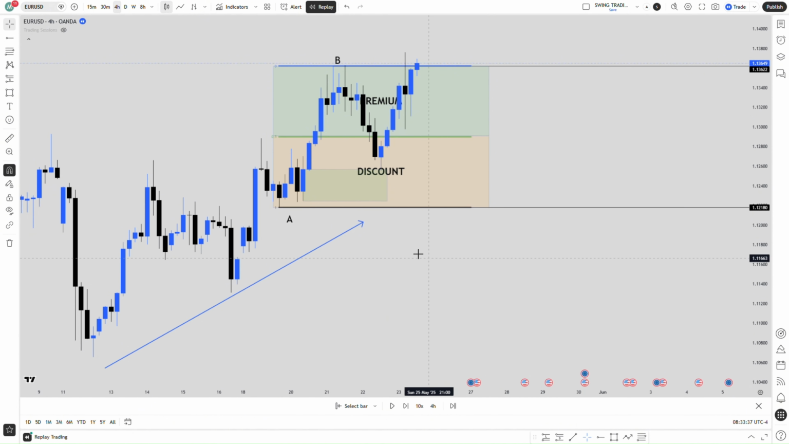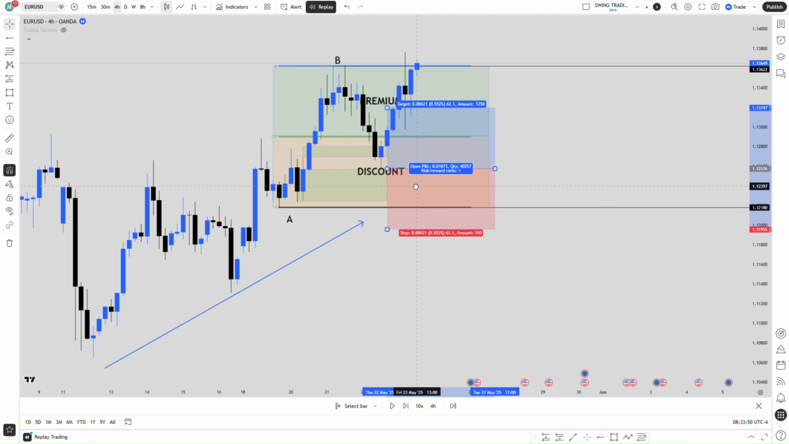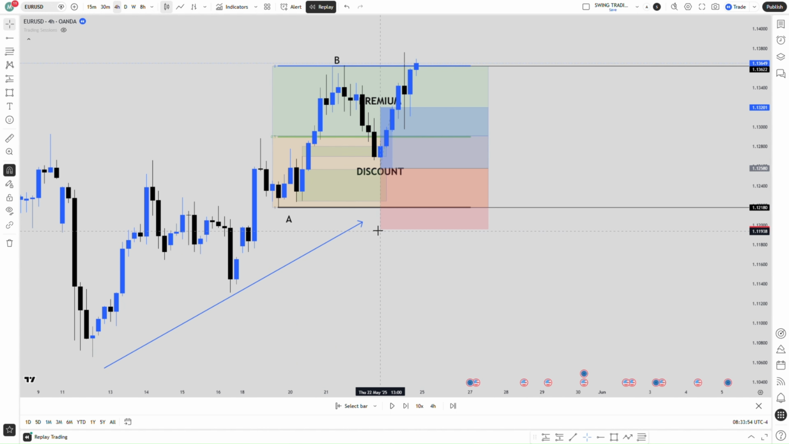All we need to do is look for things like order blocks, fair value gaps, and basically whatever strategy you trade, look for it in the discount zone, then you can hop on the trade at that point. For example, you trade order blocks, this would be a very good order block to take a trade from.